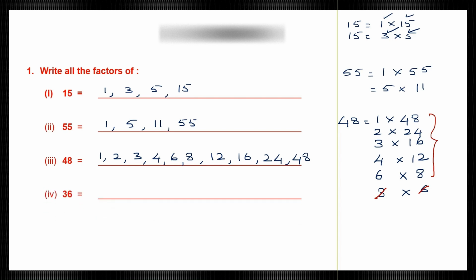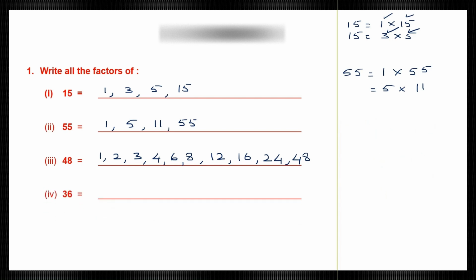The next number is 36. So let's find all the factors of 36 starting with 1. 1 into 36 is 36. 2 into what is 36? 2 into 18. Now 3 into what? 12. 12 threes are 36. 4 into what? 4 nines are 36.